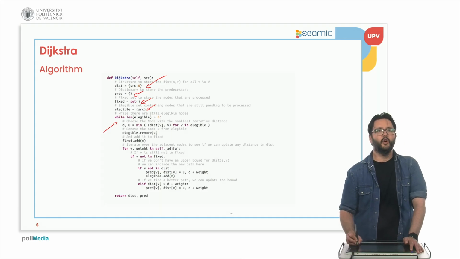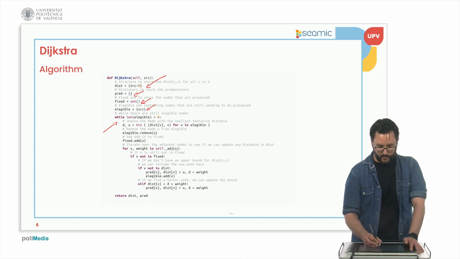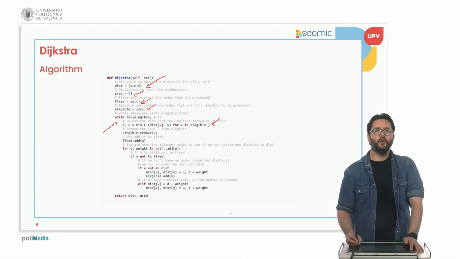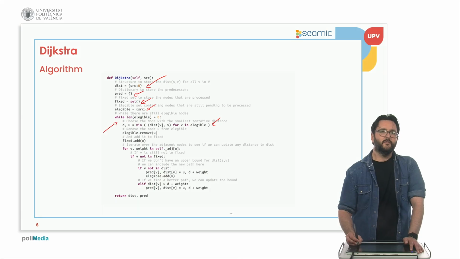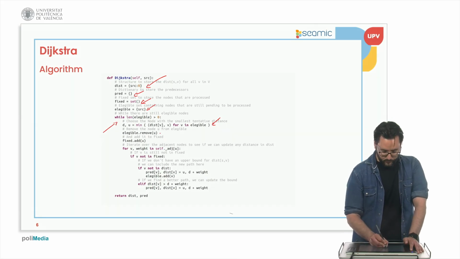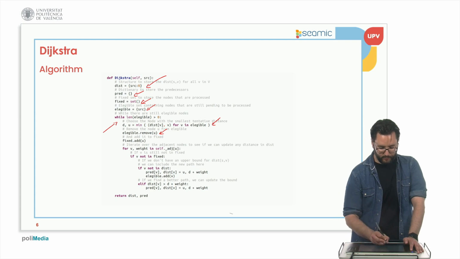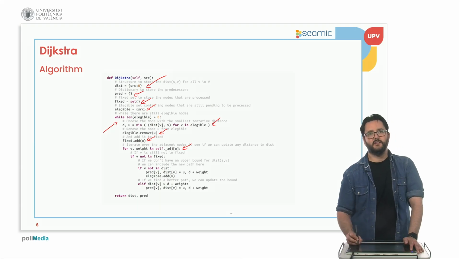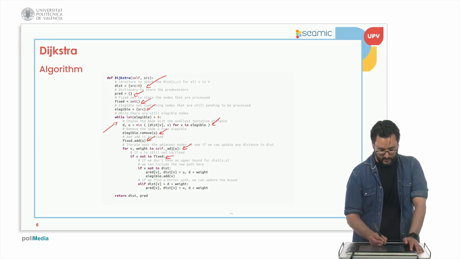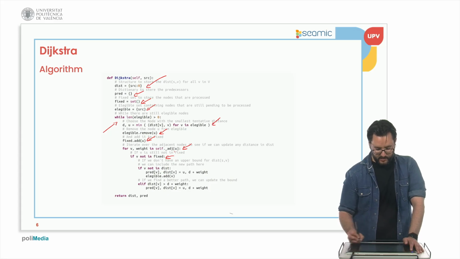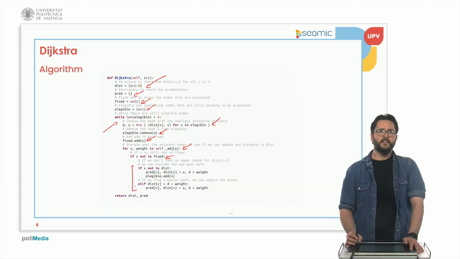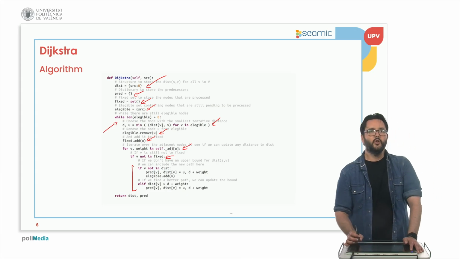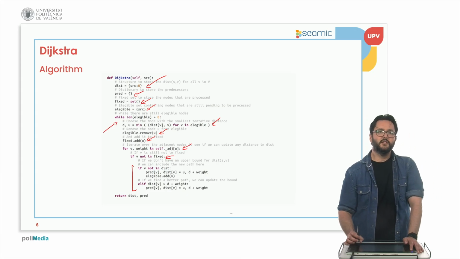While we have nodes to process, we extract the node that has the minimum distance from the source vertex. We remove this from the eligible set, we include it in the fixed set, and we iterate over the adjacents of this node. If this vertex is not visited, we can here initialize the distance if this is a new node, or we can update the distance if we have found a better path to this node.